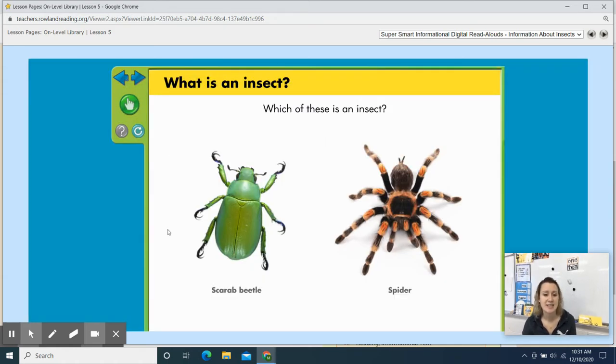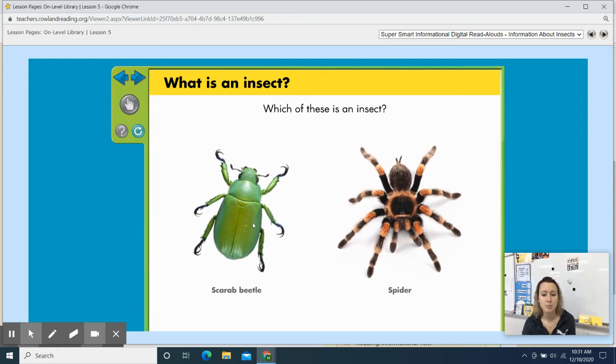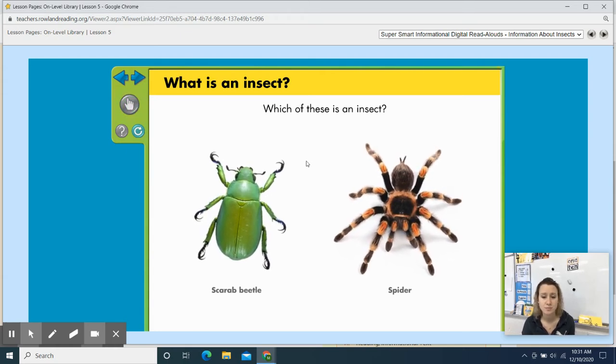Which one of these is an insect? A scarab beetle or a spider?